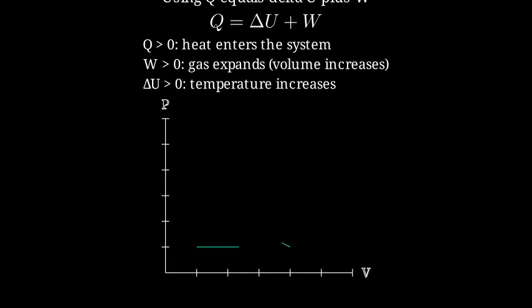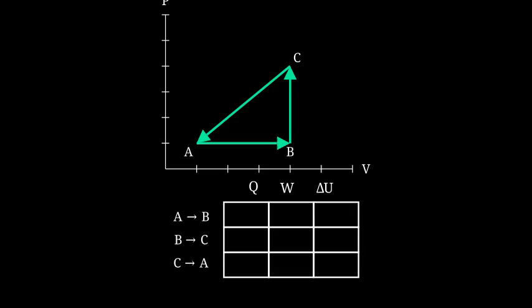Let's analyze the first problem using a PV diagram. We go from A to B to C and back to A. Watch the direction of the volume change to determine the sign of work. Now, let's fill in the sign table for each process. We will use Q equals delta U plus W in each step.